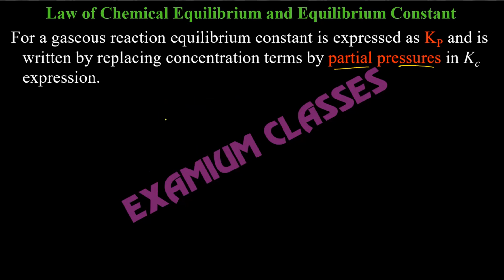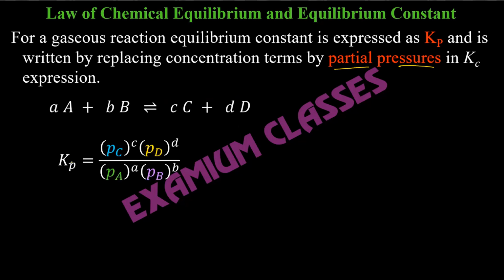So we write it in terms of partial pressure for the same equation. It will be Kp. P represents that we are representing this equilibrium constant in terms of partial pressure. The concept is the same. The partial pressures of the products raised to their stoichiometric coefficients divided by the partial pressures of the reactants raised to their stoichiometric coefficients. Similar, not same, similar thing. But instead of using the concentration, now we are using partial pressure.